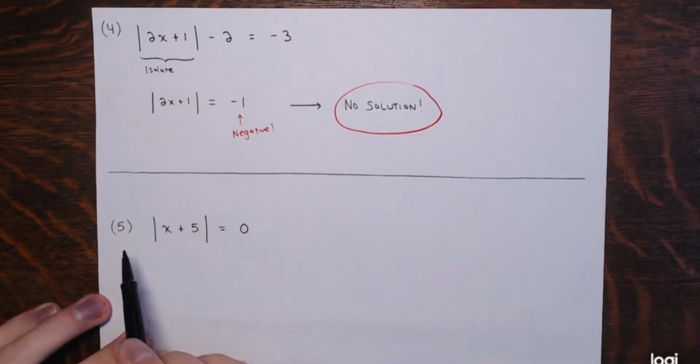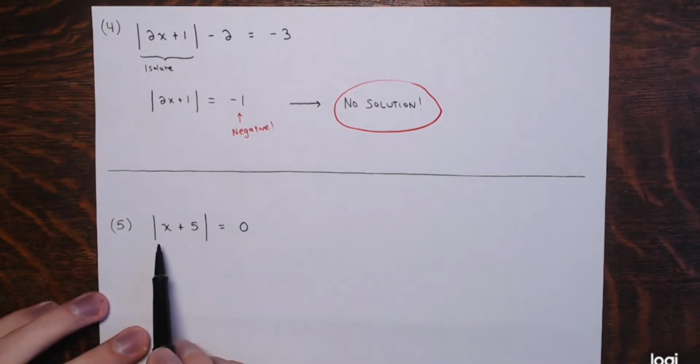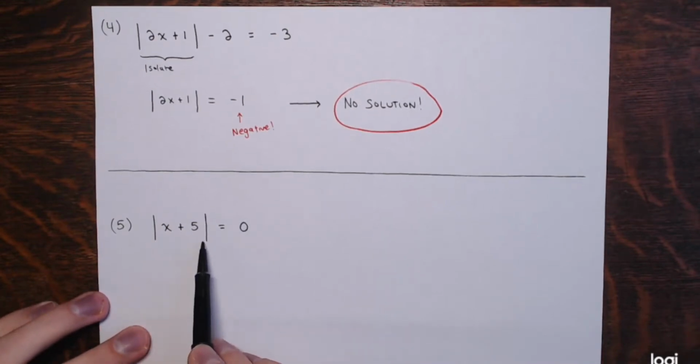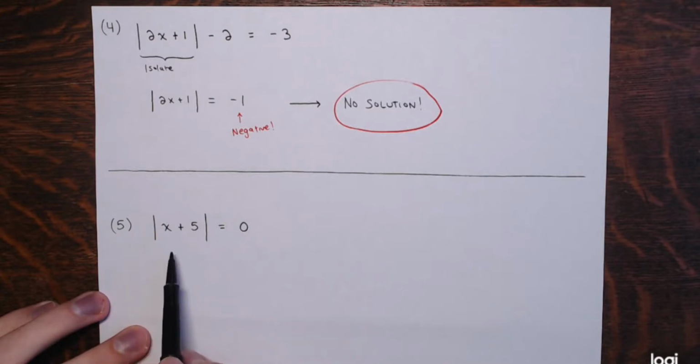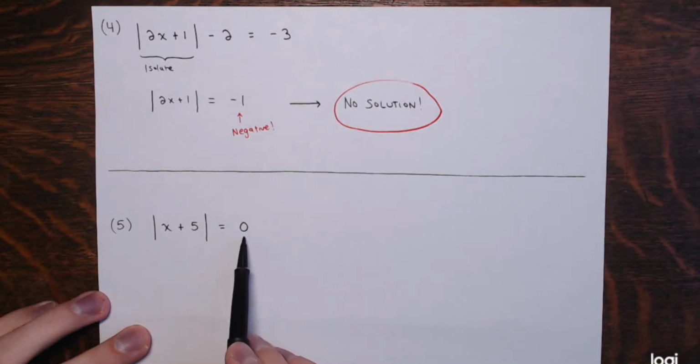Now number 5. This is already set up the way that I want. The absolute value by itself, right? Nothing multiplied, nothing divided, nothing added, nothing subtracted, just the absolute value of some variable expression all by itself, equal to a non-negative number. But this number is 0. It's not positive, but it's not negative either, so it's all right.